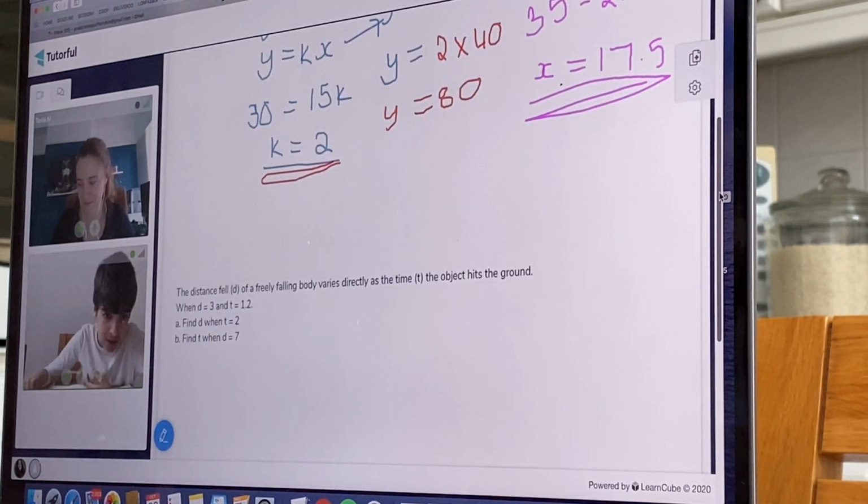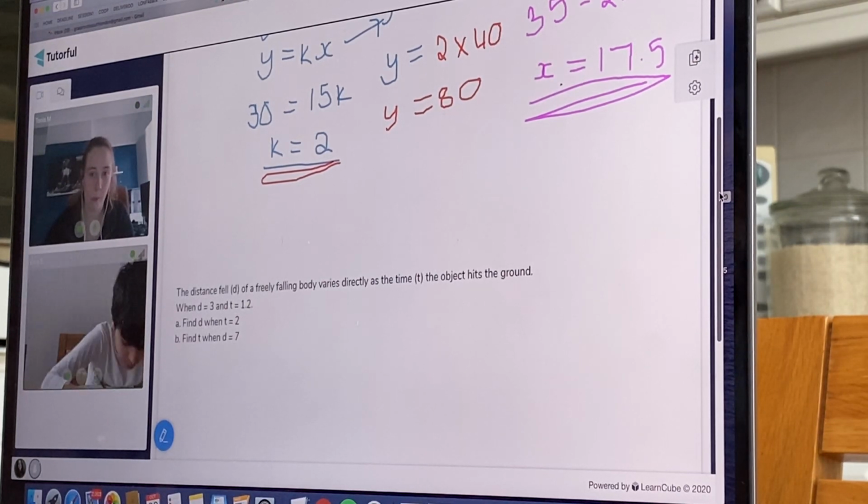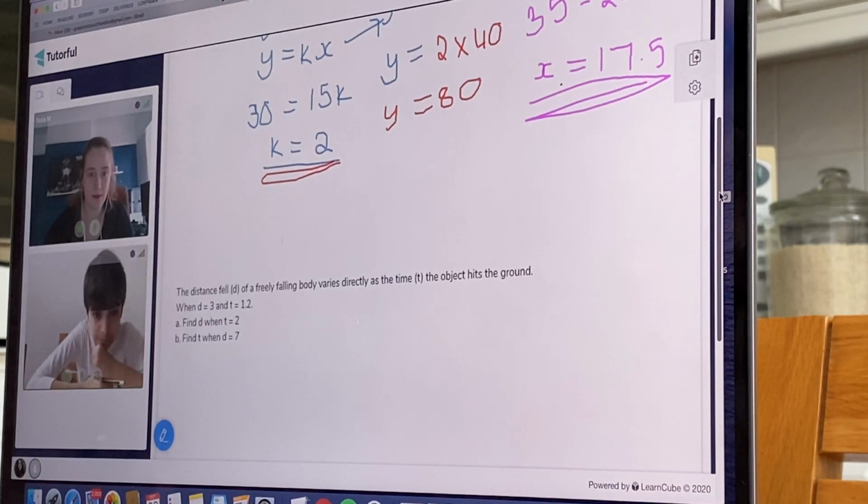The distance fallen, d, of a freely falling body varies directly with the time, t. When d equals 3 and t equals 1.2, find d when t equals 2. Okay, so again, do the exact same steps. D is directly proportional to t.